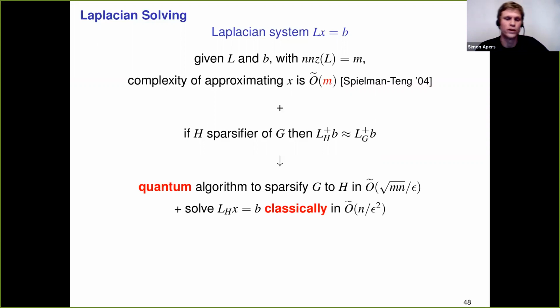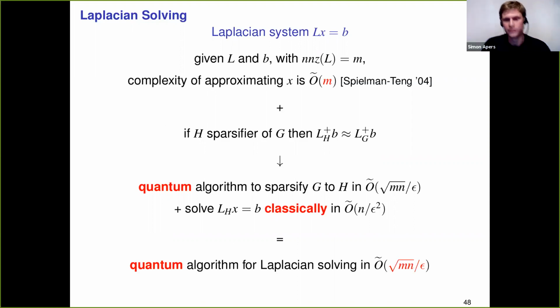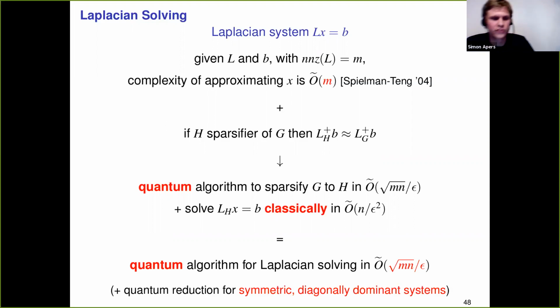So basically, we can use a quantum algorithm to sparsify G to H, taking time square root of mn over epsilon. And then we solve the sparser linear system, L_H x equals b, classically. And since L_H only has n over epsilon squared non-zero entries, we can do this classically in time Õ(n over epsilon squared). So this gives us a quantum algorithm for Laplacian solving in time Õ(square root of mn over epsilon).